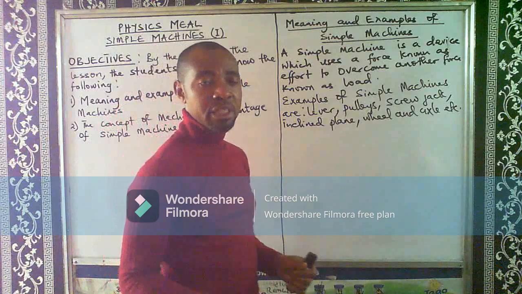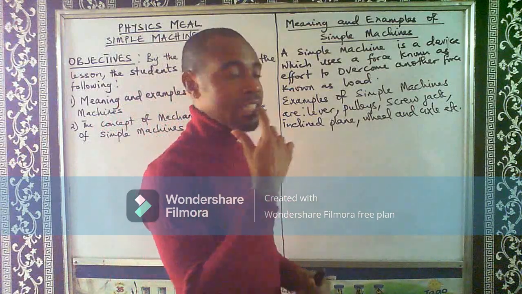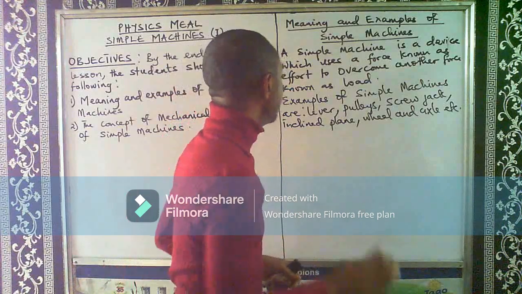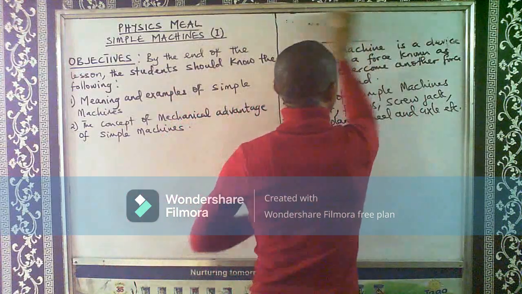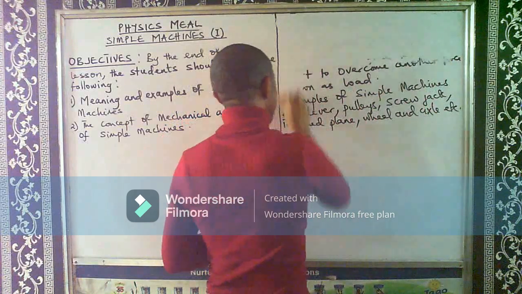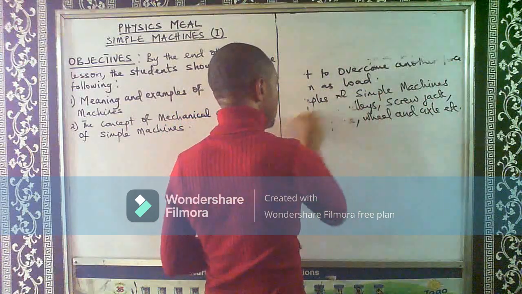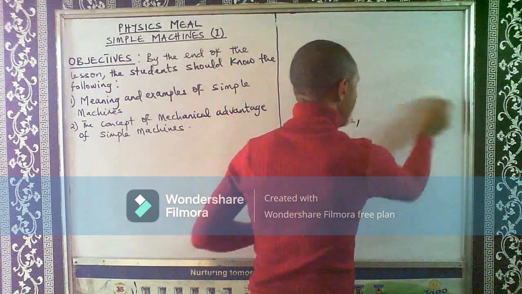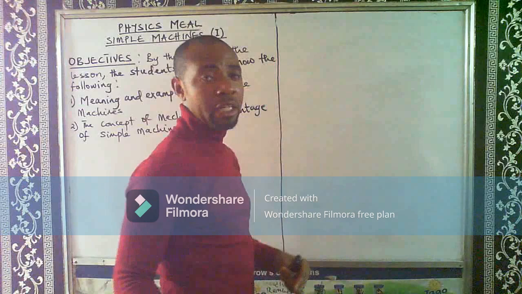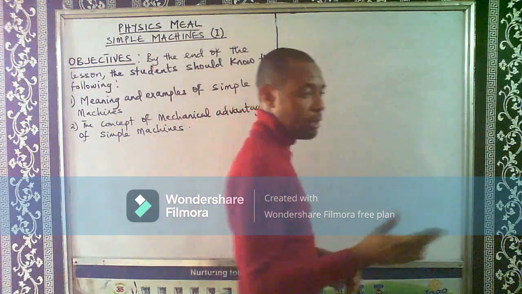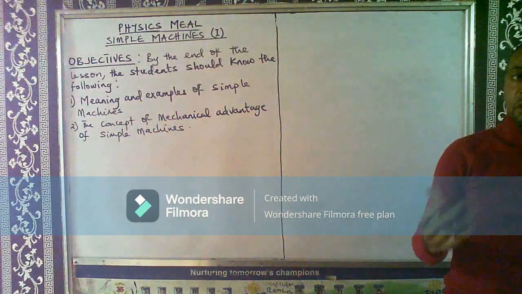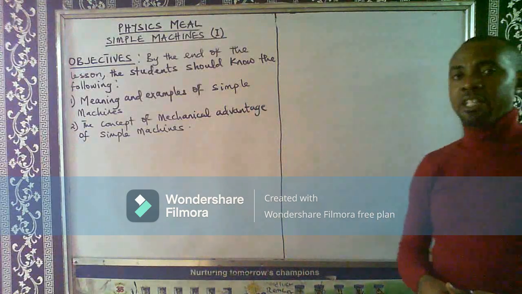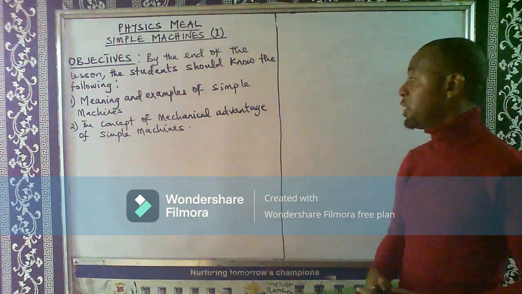Let's look at the second objective quickly, which is looking at the concept of mechanical advantage of simple machines. So let's look at that together. I believe that now you can actually wake up in the morning with the definition of a machine. Someone can wake you up in the morning and you just greet the person with that definition. You can just tell the person good morning, but remember, a machine is a device that uses a force known as effort to overcome another force known as load. That's a wonderful way to start your morning.